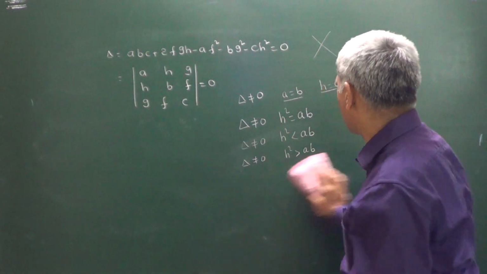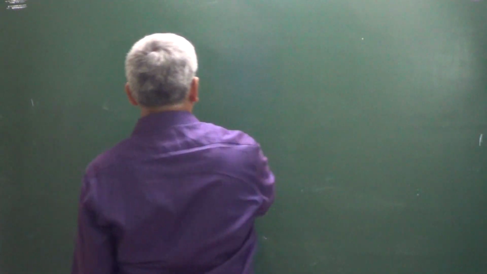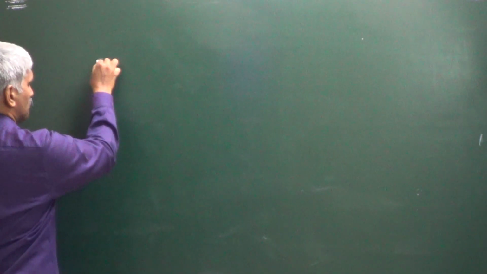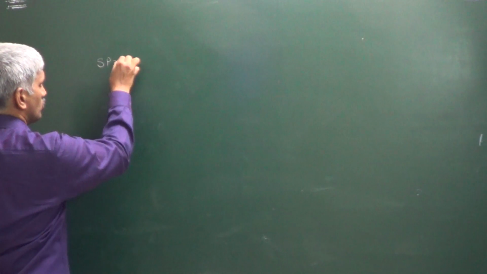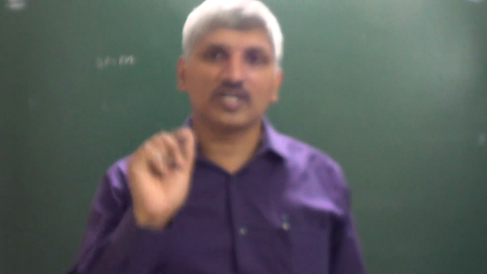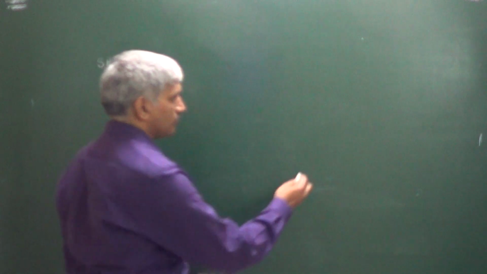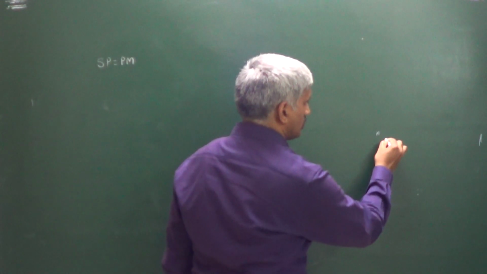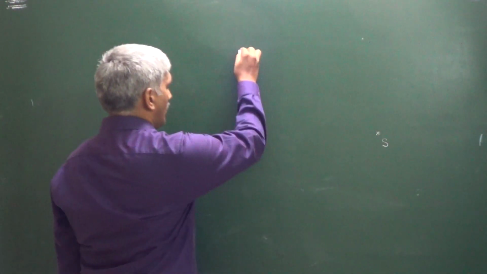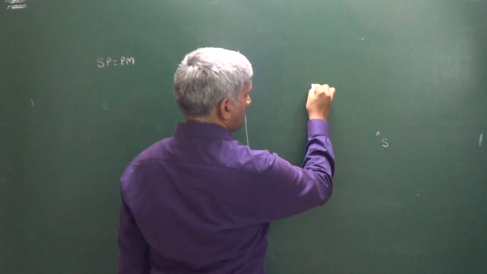So first of all we are going to discuss about parabola. So what is the definition of a parabola? What we are saying here, SP is equals to PM. SP is equals to PM, then we are saying that the locus of P is a parabola. SP is equals to PM. So now this is the focus and this is the directrix. Okay. So there is a point P.